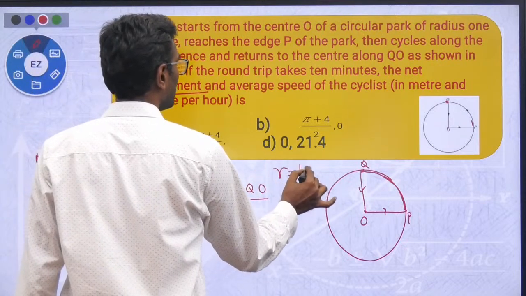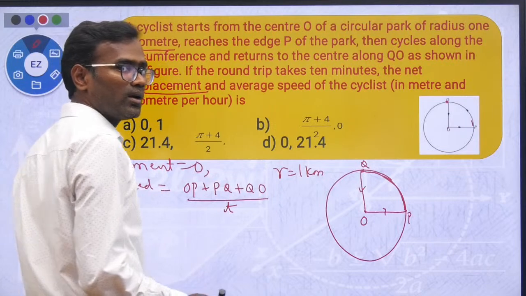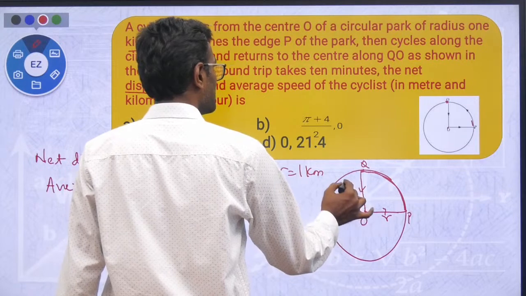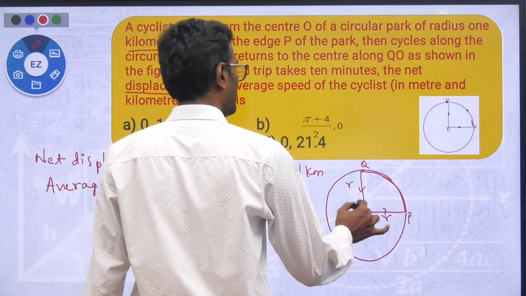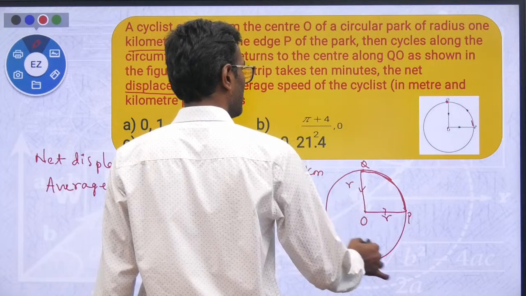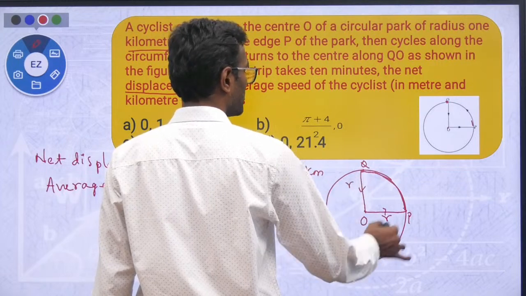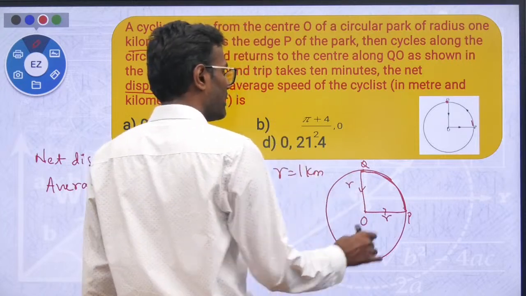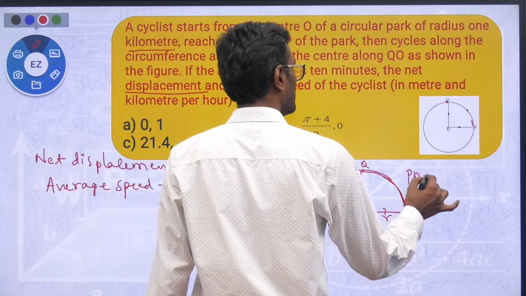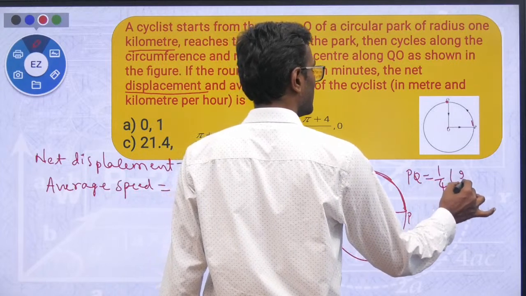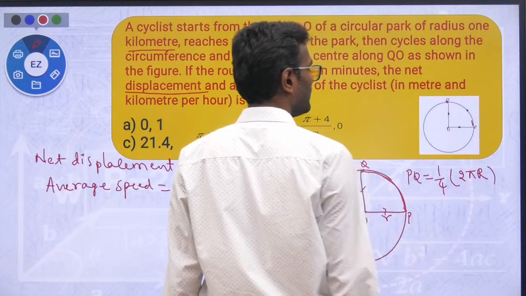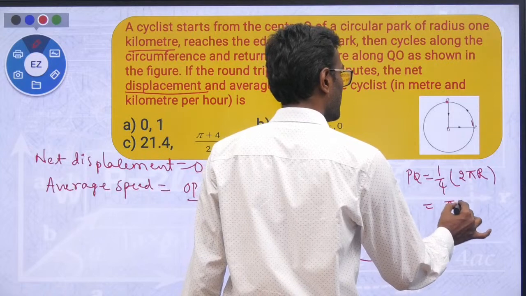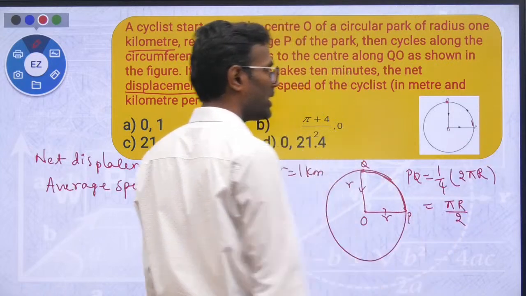The R value is 1 km, clear? This is R and this is also R, so this is 1 kilometer and this is also 1 kilometer. If it completed one full round, that equals the circumference of the circle, 2 pi r. But it completed only 1/4 of the circle, therefore PQ is 1/4 of 2 pi r, which can be written as pi r by 2.